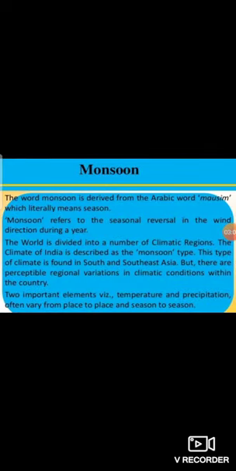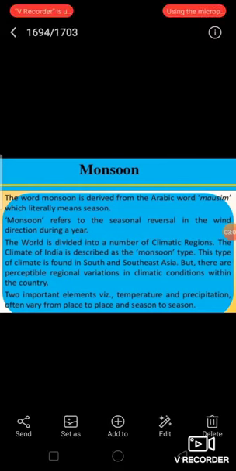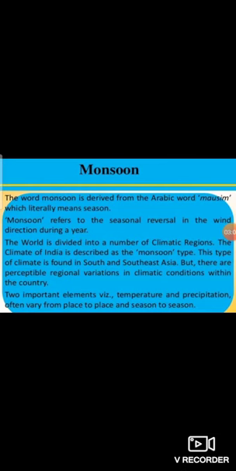Now, the climate of India is the monsoon type. Monsoon is the seasonal reversal in the wind system during the year. This type of climate is found mainly in South and Southeast Asia. Though there is an overall unity in the general pattern, there are perceptible regional variations in climatic conditions within the country.